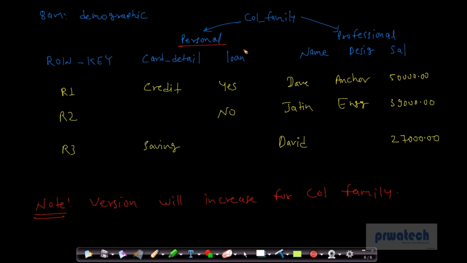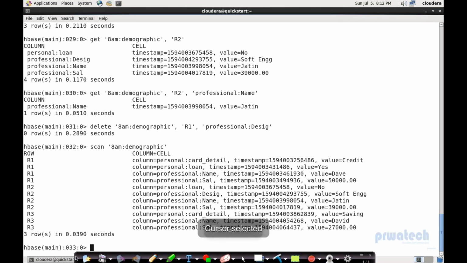So this personal and professional column family version will increase, and that will be applicable for all the column identifiers. So the version is not applicable as per column identifier. It is applicable as per column family. So it is by default allowed for all the column identifiers which are part of that column family. Let's see. Let's create one.